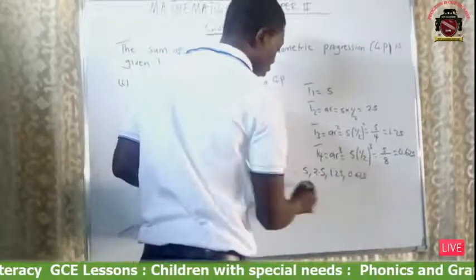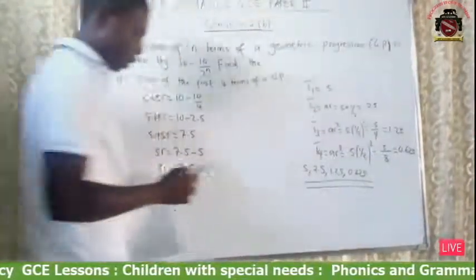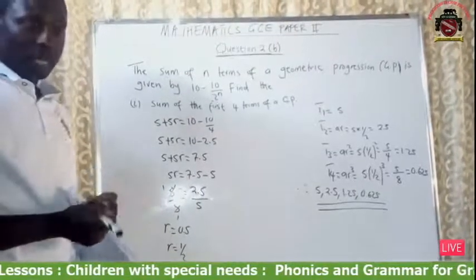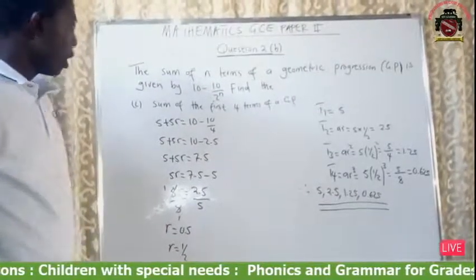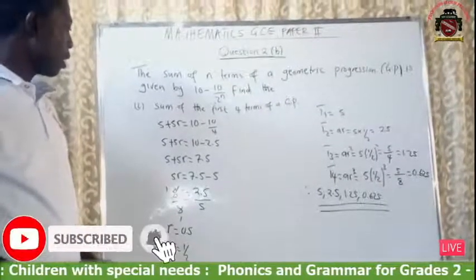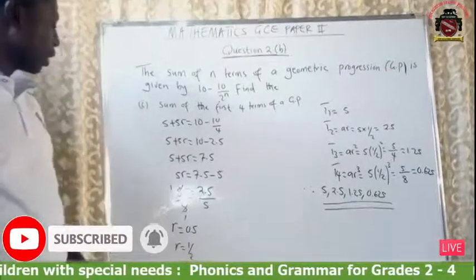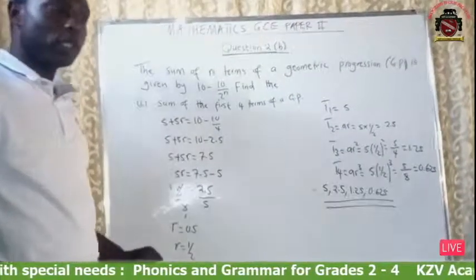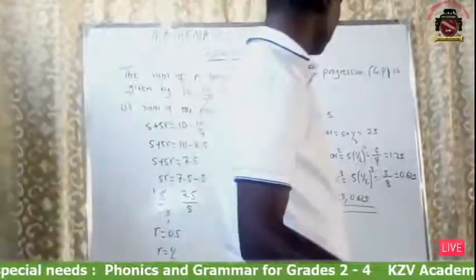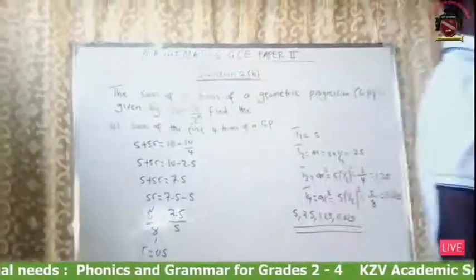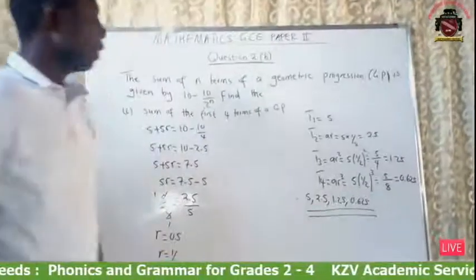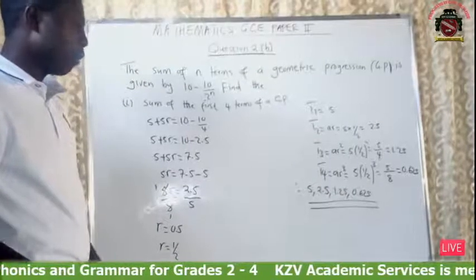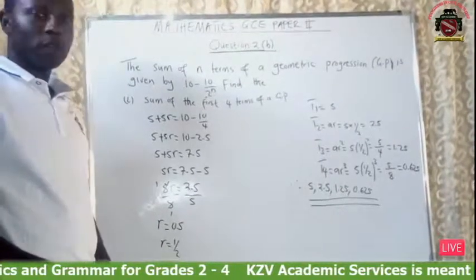0.625. Okay, so this was the solution for Mathematics GCE Paper 2, question 2B. So the first answer, the sum of the first 4 terms, was 9.375. And then the first term is just 5. And the first 4 terms we have 5, 2.5, 1.25, 0.625. Okay.